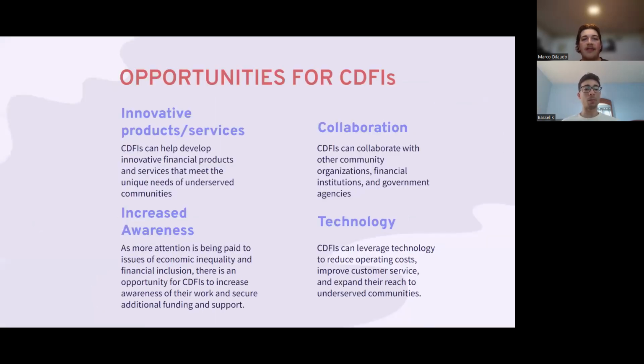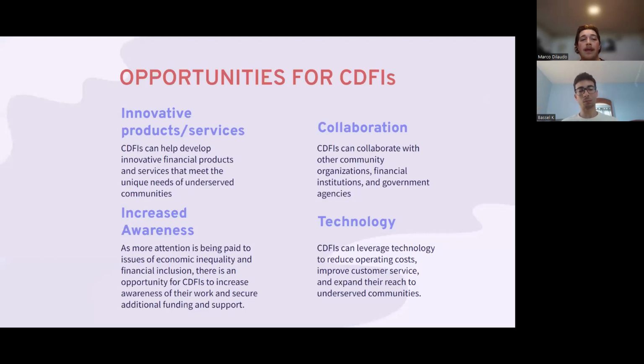All right, so although they face many challenges, there are also many opportunities that CDFIs can take advantage of in order to generate solutions to these problems. First, CDFIs can develop innovative financial products and services that meet the unique needs of underserved communities. For instance, they can offer microloans, credit building programs, and financial education programs that help individuals and businesses build their financial capabilities. Moreover, CDFIs can partner with fintech companies to leverage technology and offer digital financial services that are convenient and accessible.